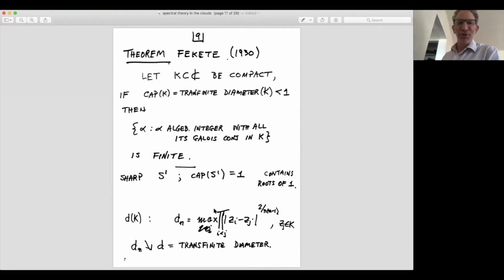There's an absolutely beautiful theorem of Fekete from 1930, extended by Szego and Polya and Robinson and many others in higher dimensions, but it is a quite stunning theorem and will be very relevant to us. Suppose I have a compact subset of the plane. Its capacity or transfinite diameter, I think Fekete talks about transfinite diameter as defined here, and that has been shown to be equal to the capacity by potential theorists like Ahlfors.